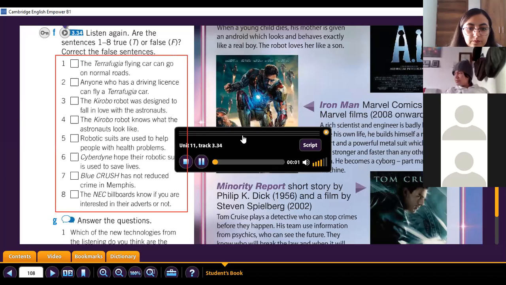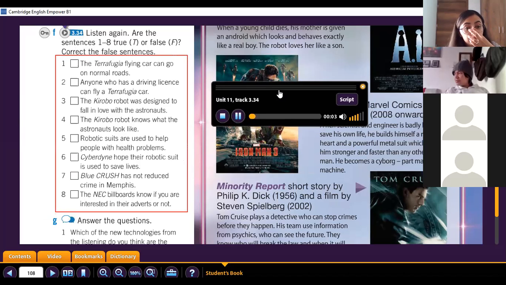Track 3.34. There aren't any road signs in the sky yet, but just like in Back to the Future 2, flying cars are real. The Terrafugia Transition is a car which can fly for 800 kilometers at a speed of 185 kilometers an hour. It has 2 seats and wings that fold up, so it can be driven on a road too. But it isn't cheap. It costs about 220,000 euros. And to fly the Terrafugia, you have to have a pilot's license.